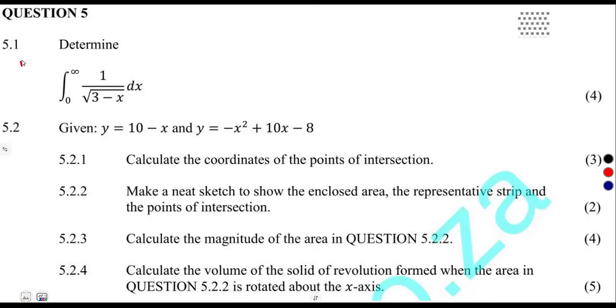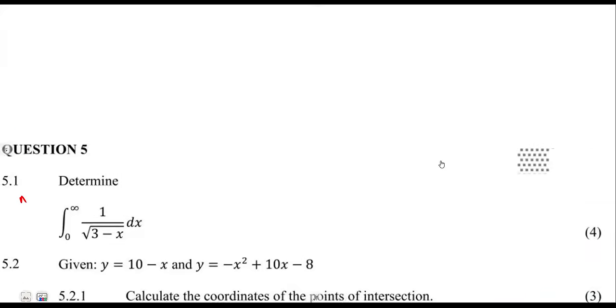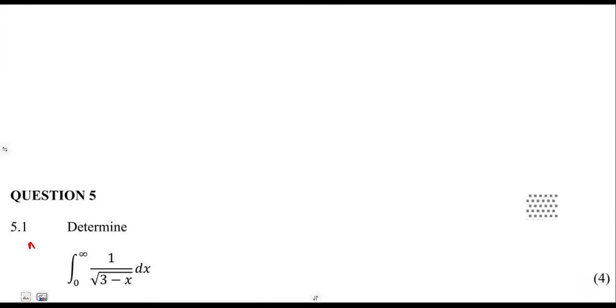So 5.1, you are given to determine this, where we have got our limits from 0 to infinity. There was just a little mistake on the limit there. It was supposed to be negative infinity, but anyway, let's see how it was going to look if we consider the positive infinity as we are given.